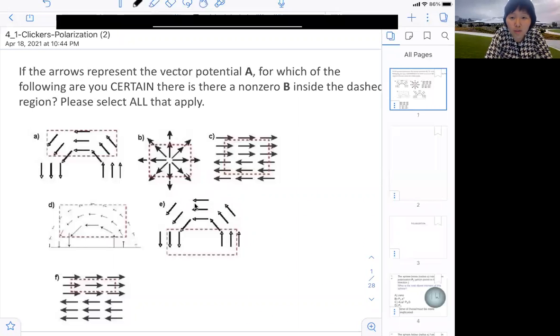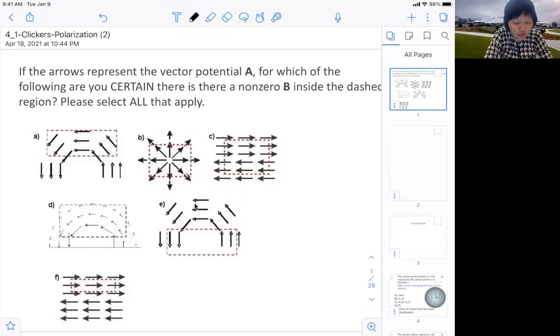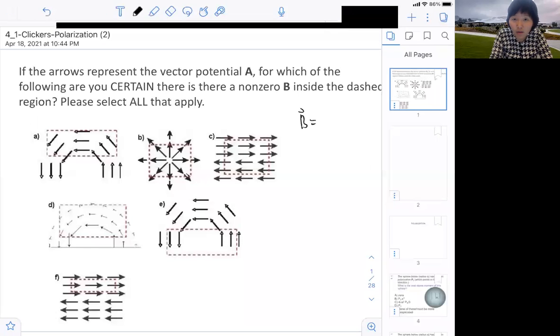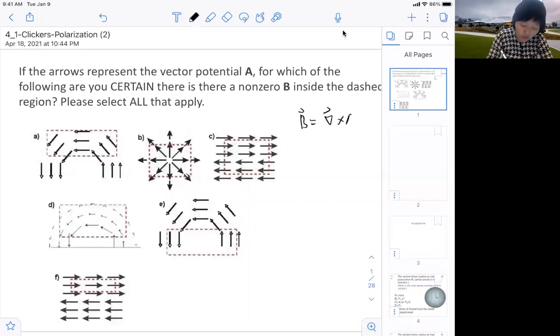All right, so let's take a look at the pre-lecture, which is on the vector potential. So we pretty much finished the vector potential discussion. Just wanted to talk a little bit about this pre-lecture that we just did, pre-flight. So if the arrow represents vector potential A, which one of these are you certain there is a non-zero B inside this dashed region? So how are B and A related? B is equal to what of A? The curl. Curl of A, very good. So this is really just asking whether this curl is non-zero, and you're certain it's non-zero, right? So let's look at them.